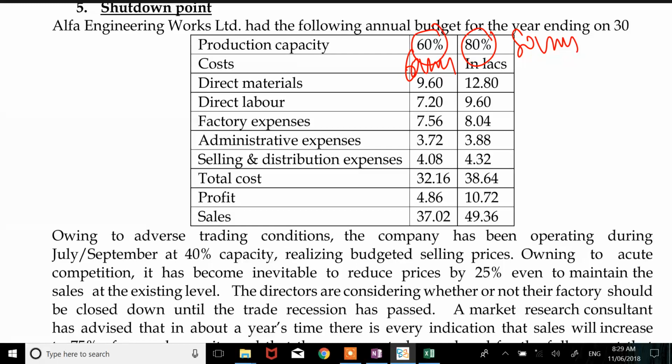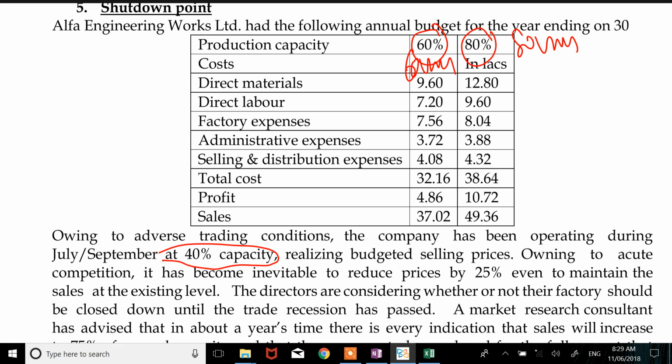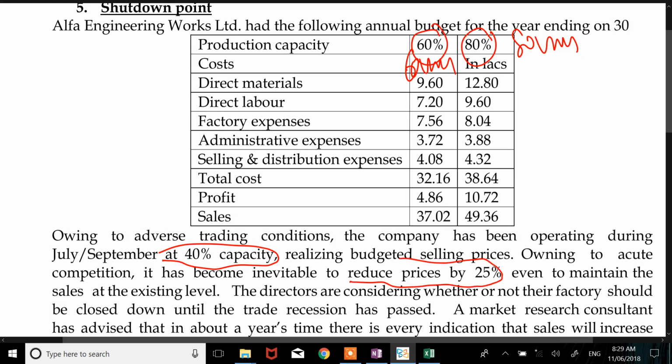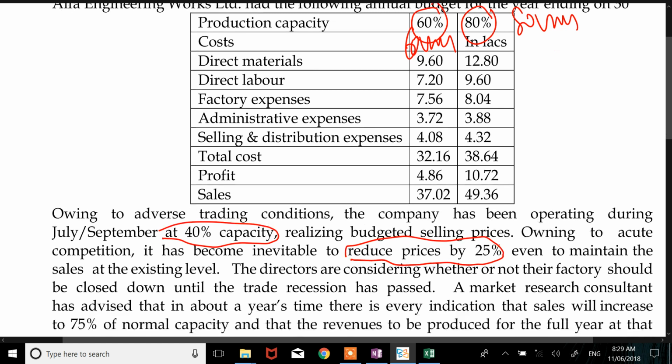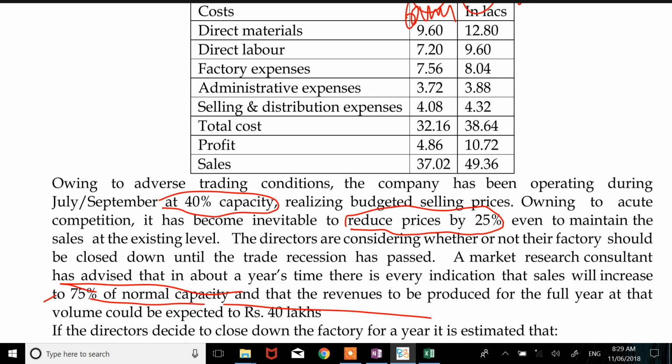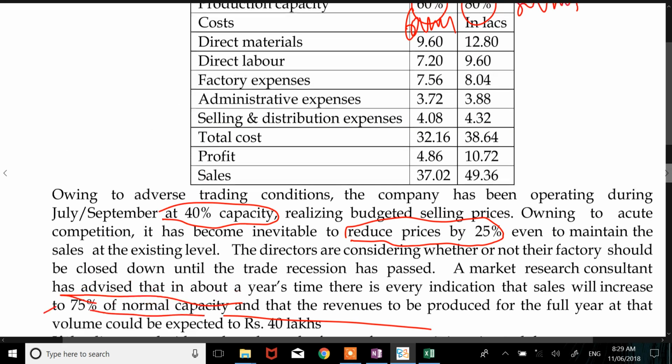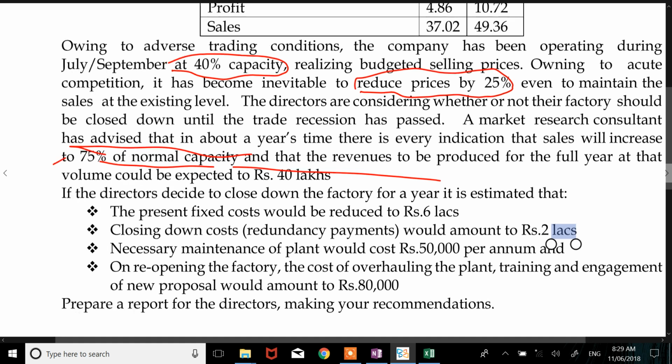Now they are saying owing to adverse trading condition, the company has been operating at, which means they are selling 40 units. And this also what they are saying, because of competition, I have to reduce prices by 25%. Now directors are considering whether or not I should close down the factory. There's some information they are saying sales will increase to. This is of no use to our final analysis because they are saying let's shut it down so that certain things will improve and we will go to 75% of the capacity. If you close down, these are some of the information which they have mentioned on closing down. When you close it down, you will incur all of this.